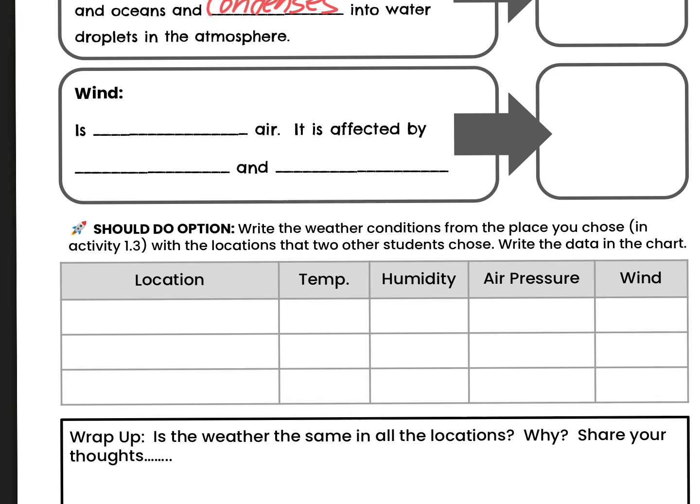Wind. Wind is moving air. It is affected by temperature and pressure. Let's go ahead and fill in the blanks. Wind is moving air, and it is affected by temperature and air pressure.